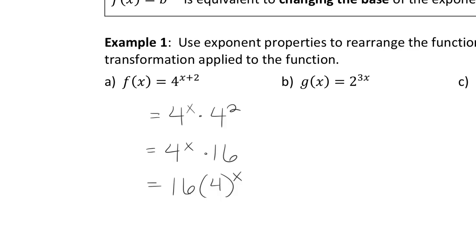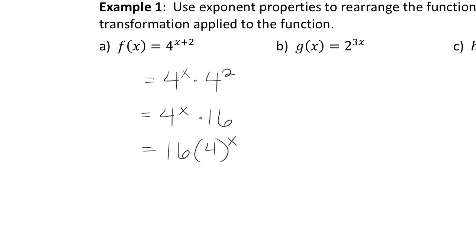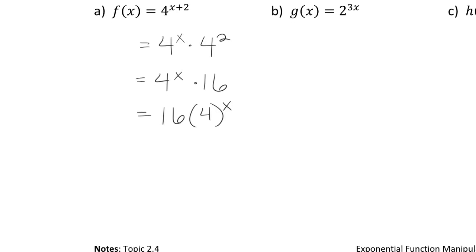We've changed it and we've manipulated it. It is an equivalent expression. It would graph the exact same, except now instead of saying that it is a horizontal translation 2 units left, we can say that this particular function is 4 to the x that has been vertically dilated by a factor of 16.